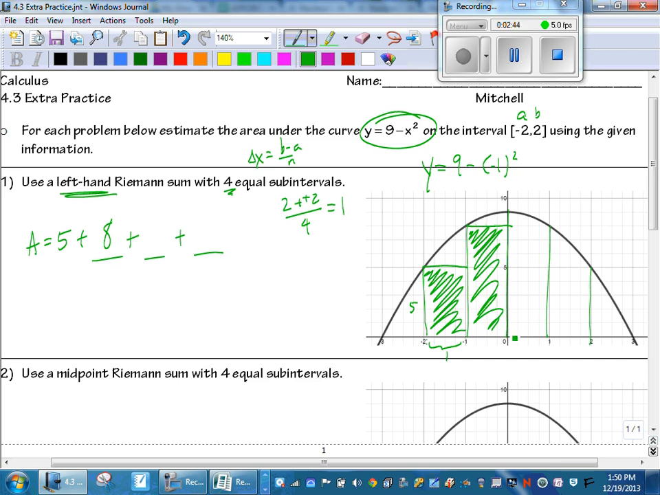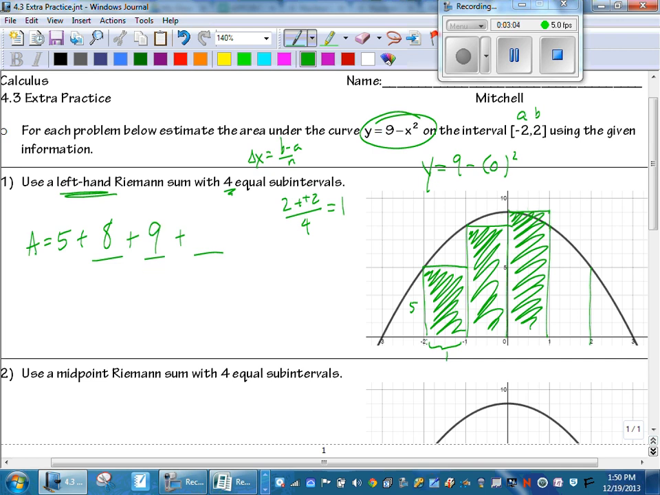Next rectangle, going from 0 to 1, we get our height from the left-hand side. Put 0 into this equation. So if we put 0 in here, we get 9 out. That's going to be the height of this rectangle. So we have a base of 1, height of 9, area is going to be 9.